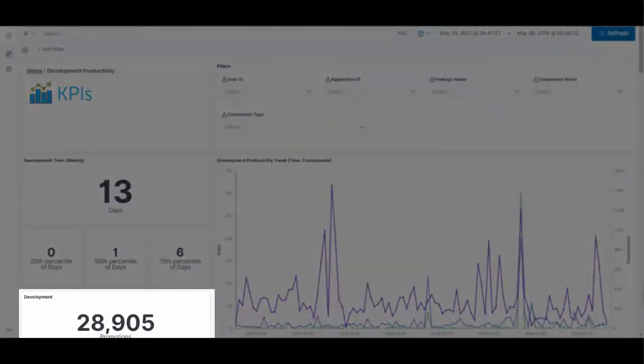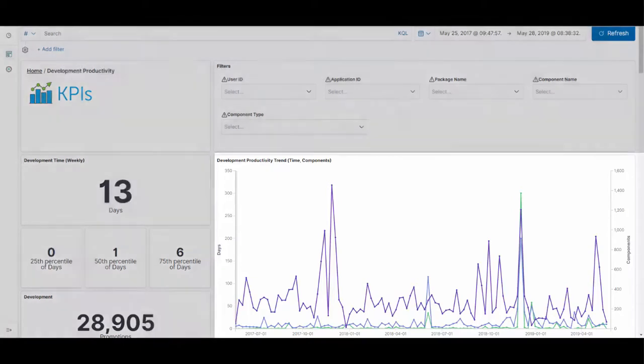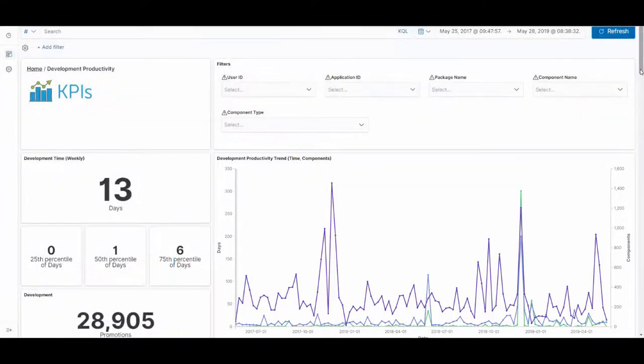Also note that we provide the number of promotions, so you can see how many units of development are making up the average and percentiles for a given period of time. Now, I mentioned that outliers play a role in the averages, and we can't ignore these. We need to understand why we have these outliers and strive to reduce or eliminate them. Looking at the trend visualization, we can see the spikes, and this is where we need to focus to understand what happened and then determine the steps we need to take in order to improve.